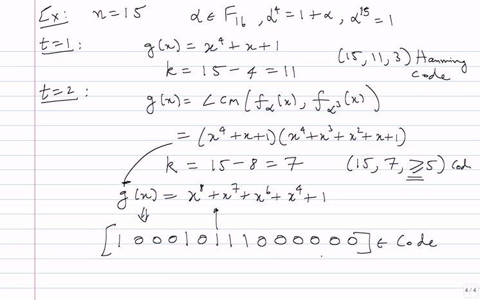What's the weight of this code word? 5. So that means what? Minimum distance is less than or equal to 5. I already know it's greater than or equal to 5. So it has to be equal to 5 itself. Okay. So that means I can get rid of this greater than or equal to. Okay. So it becomes a 15-7-5 code.